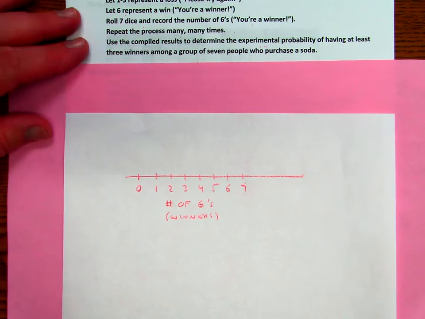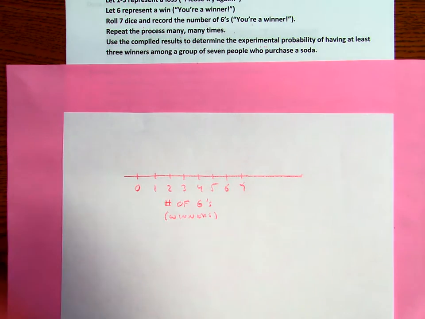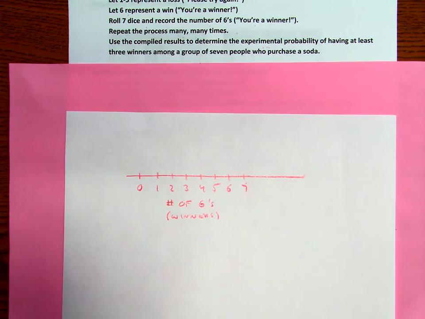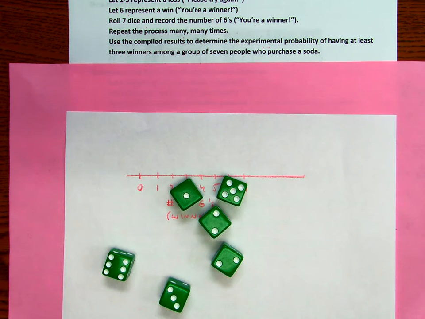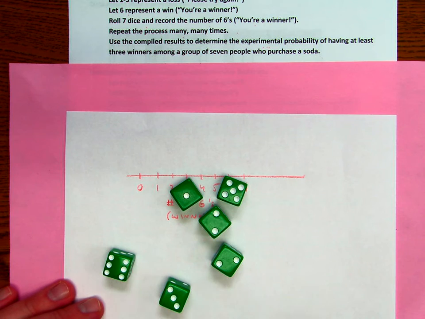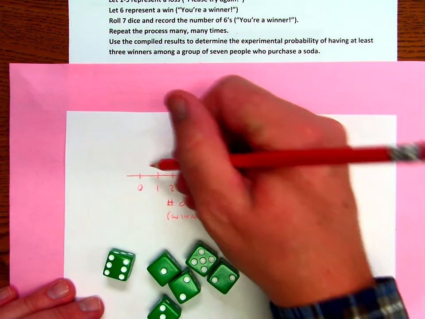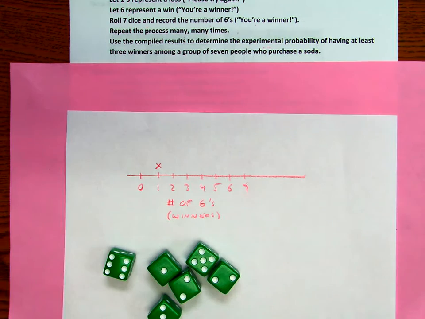So I have the 7 dice. I'm going to roll them. Oops, that wasn't a very good roll. They landed on top of each other. There we go. So in this first trial, we have one 6, which means we have one winner out of the group of 7. So we mark a 1.